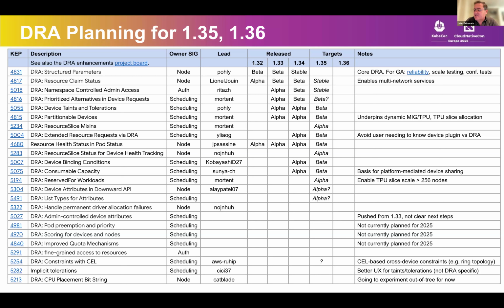I don't know if Peng is here for consumable capacity, but I know she wants to take that to beta.